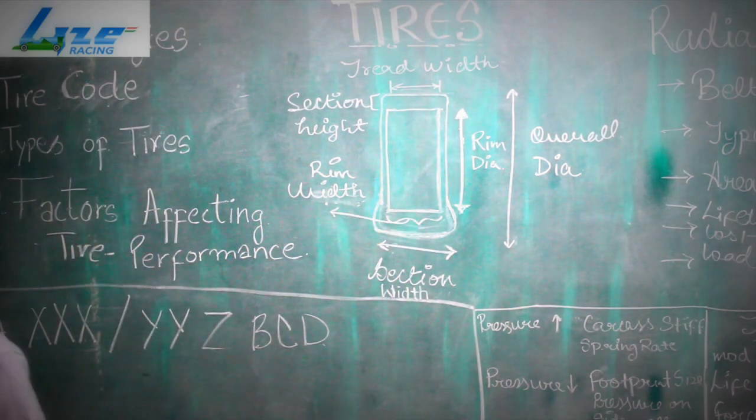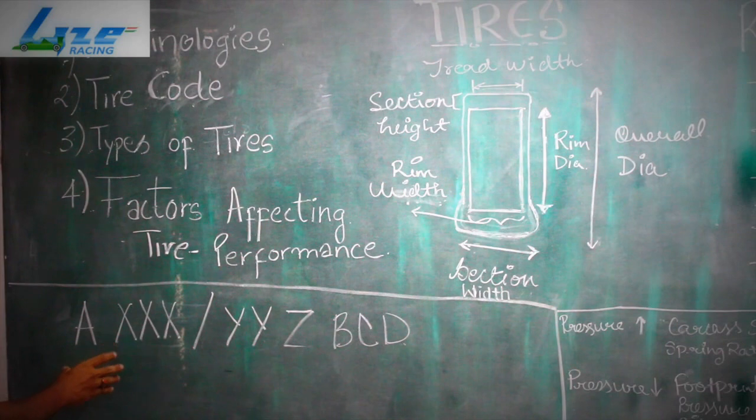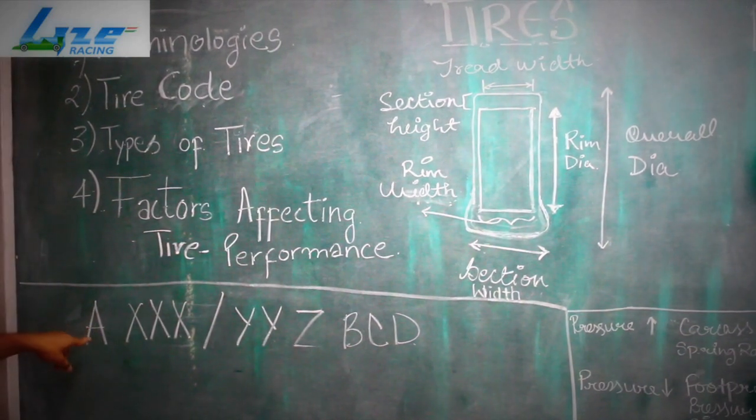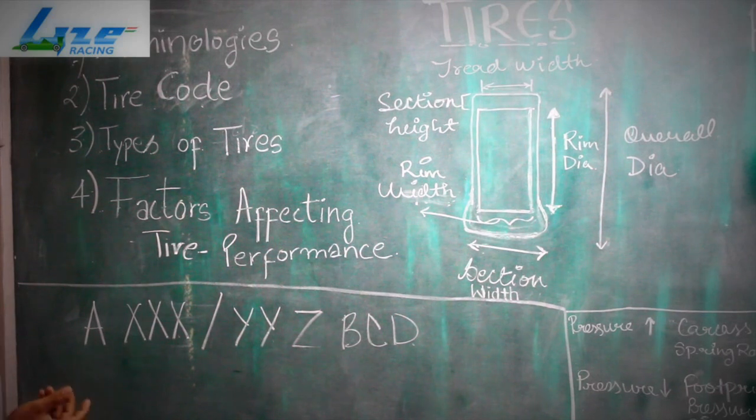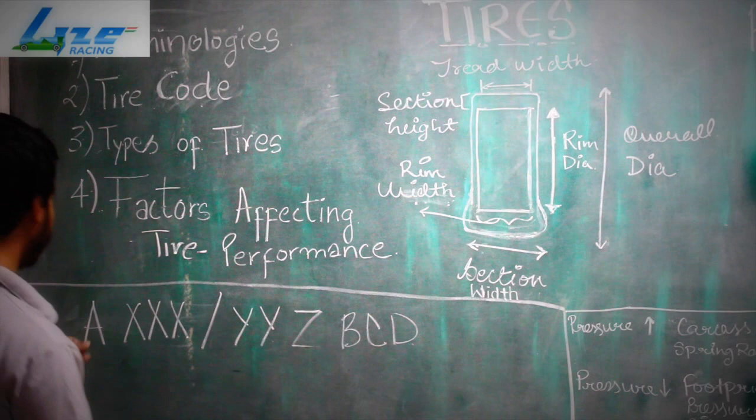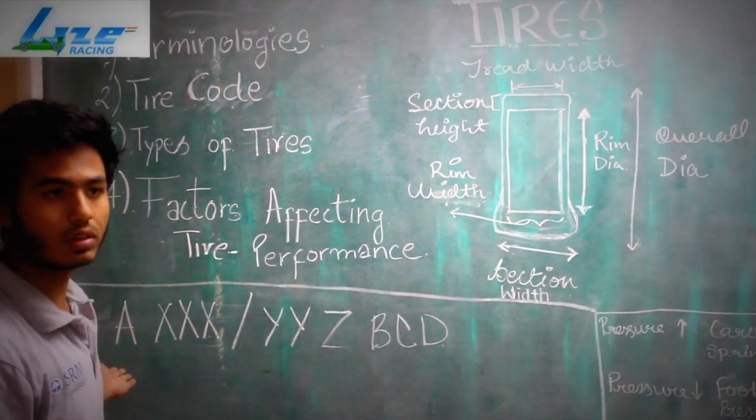So the second thing that we come upon is the tire code over here. This is the standard code for any tire in ISO metric code. The first thing, the A part, denotes whether it's made for passenger cars, light trucks or trailers. If it's P, then it means passenger car. If it's LT, then it means light truck.